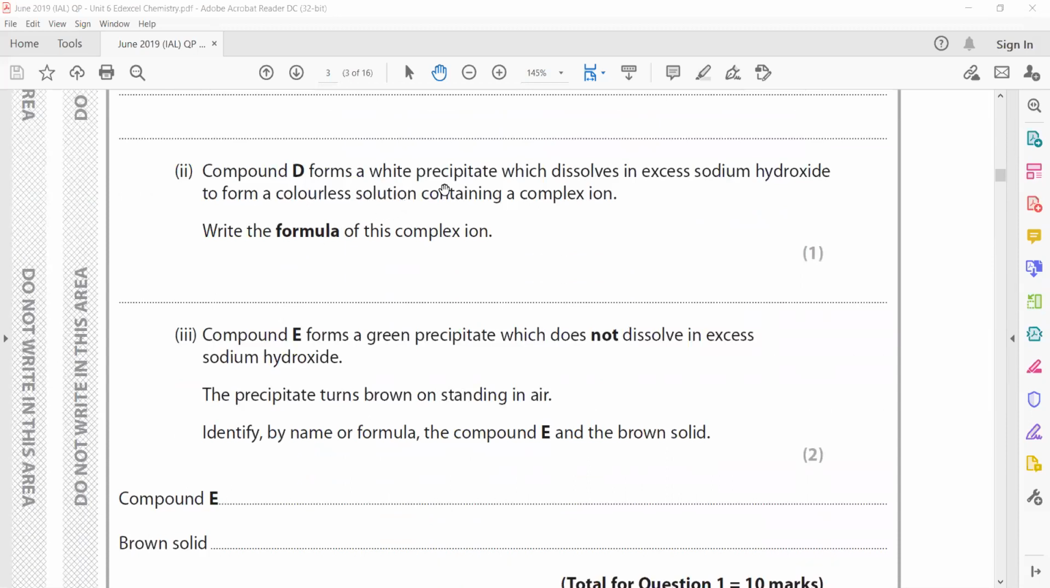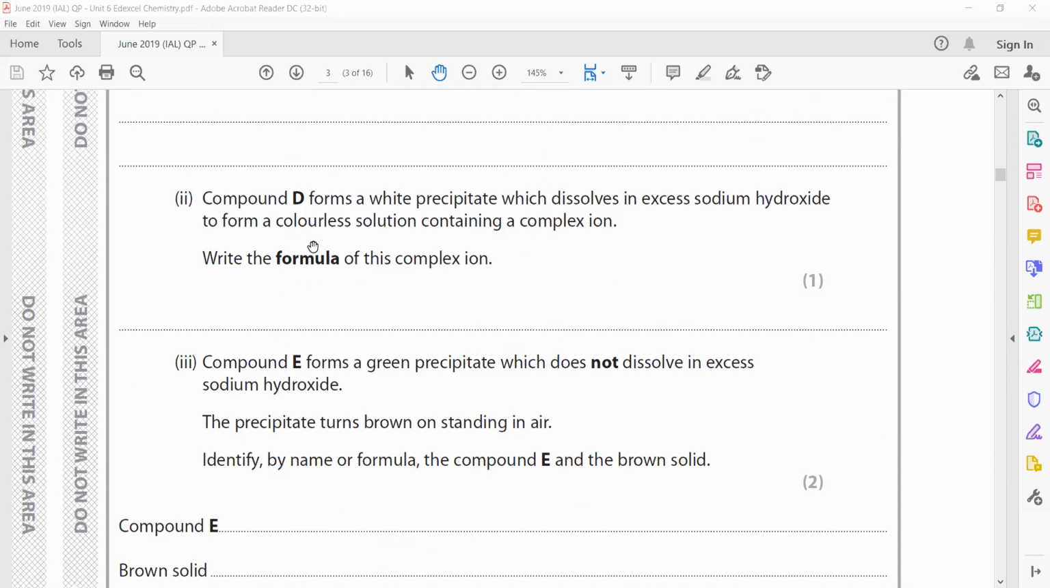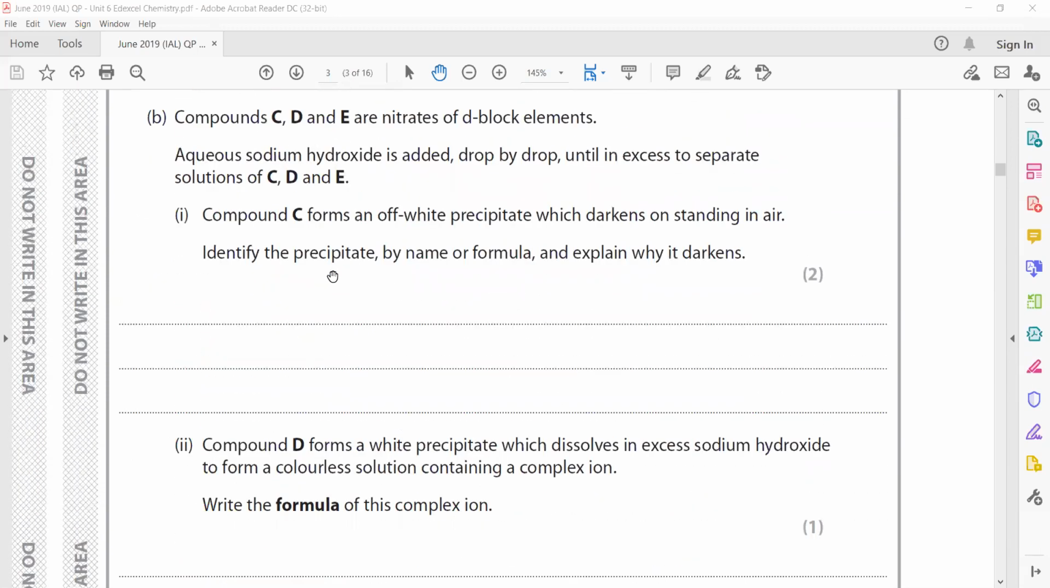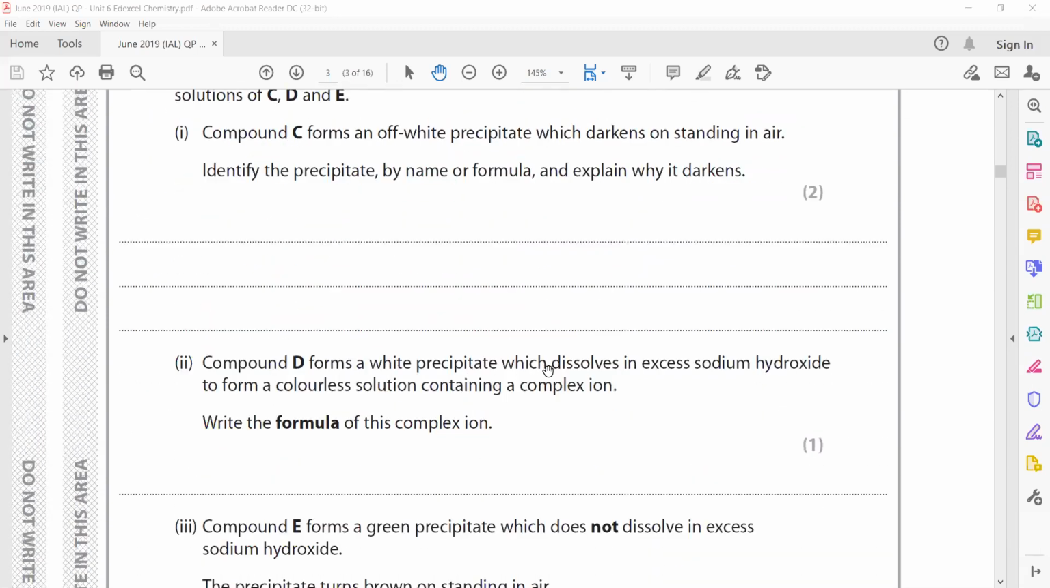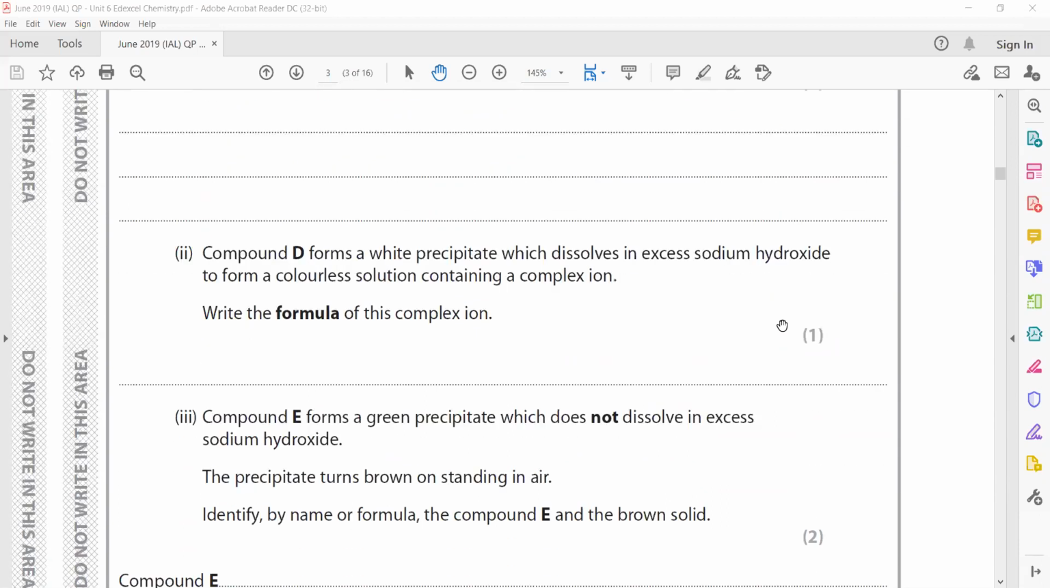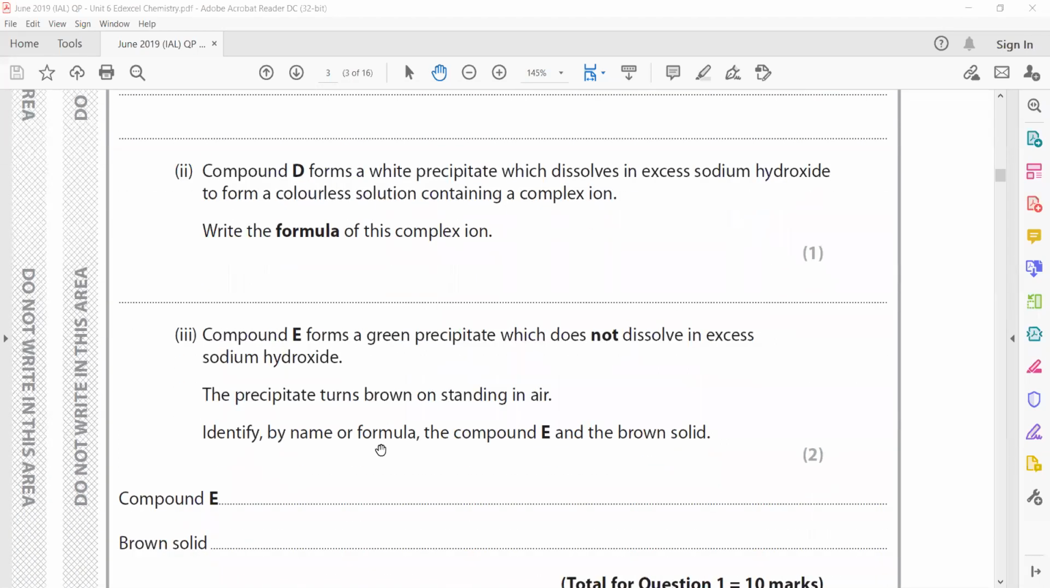Compound D forms a white precipitate which dissolves in excess sodium hydroxide to form a colorless solution containing a complex ion. Write the formula of this complex ion. So basically, compound D forms a white precipitate which dissolves in excess. So a white precipitate dissolves in excess sodium hydroxide, and it is a d block element.